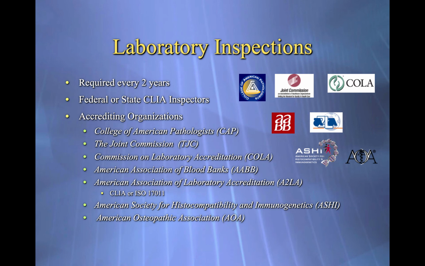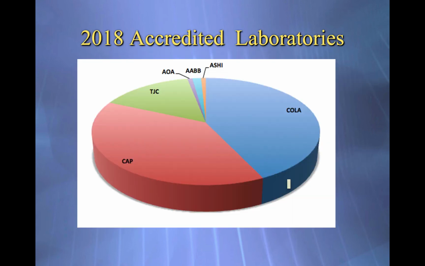The American Society for Histocompatibility and Immunogenetics, or ASHI, they do HLA testing labs. And the American Osteopathic Association, or AOA. So these are the deemed organizations. I think there may be one more that came in from Denmark, that's Nordansk, but I don't have anything on them. So maybe if you hear their name in the future, you'll know that they're another deemed agency.